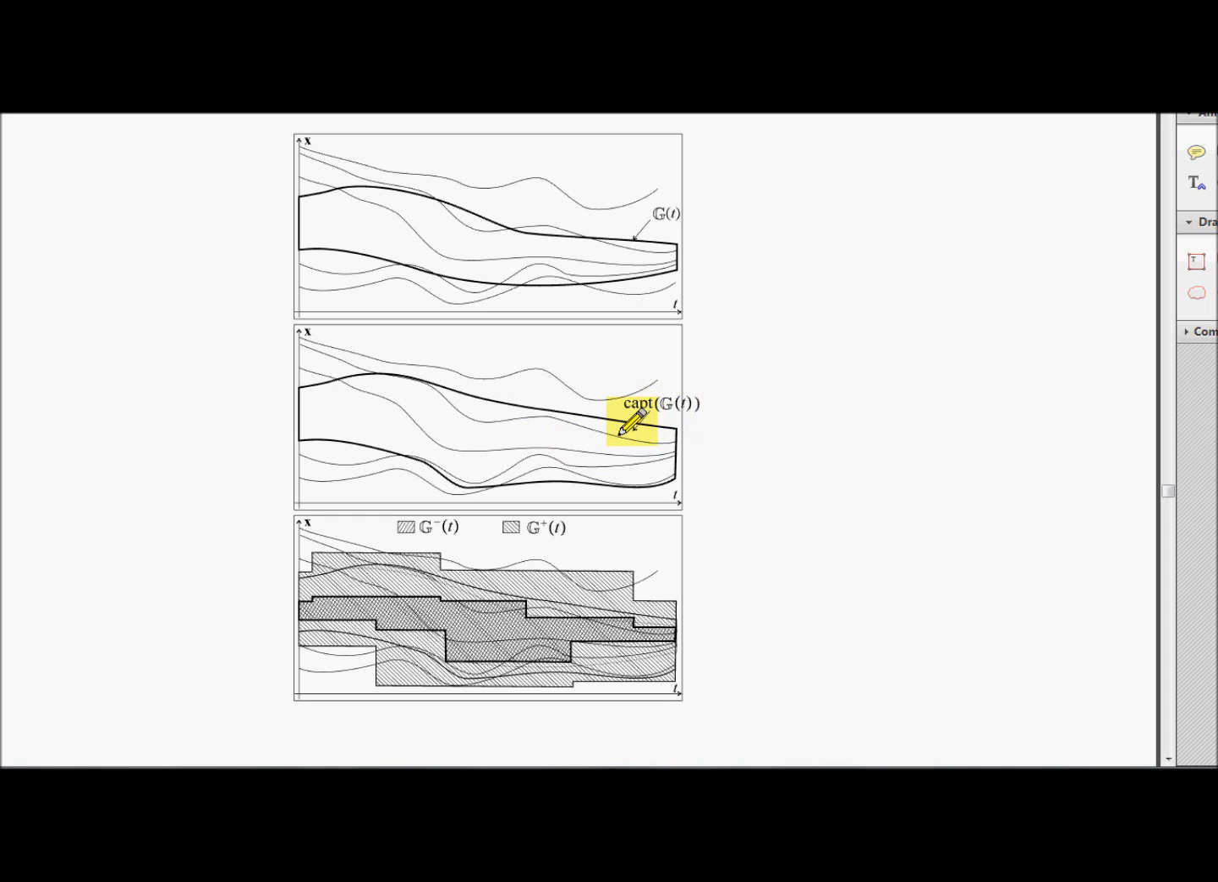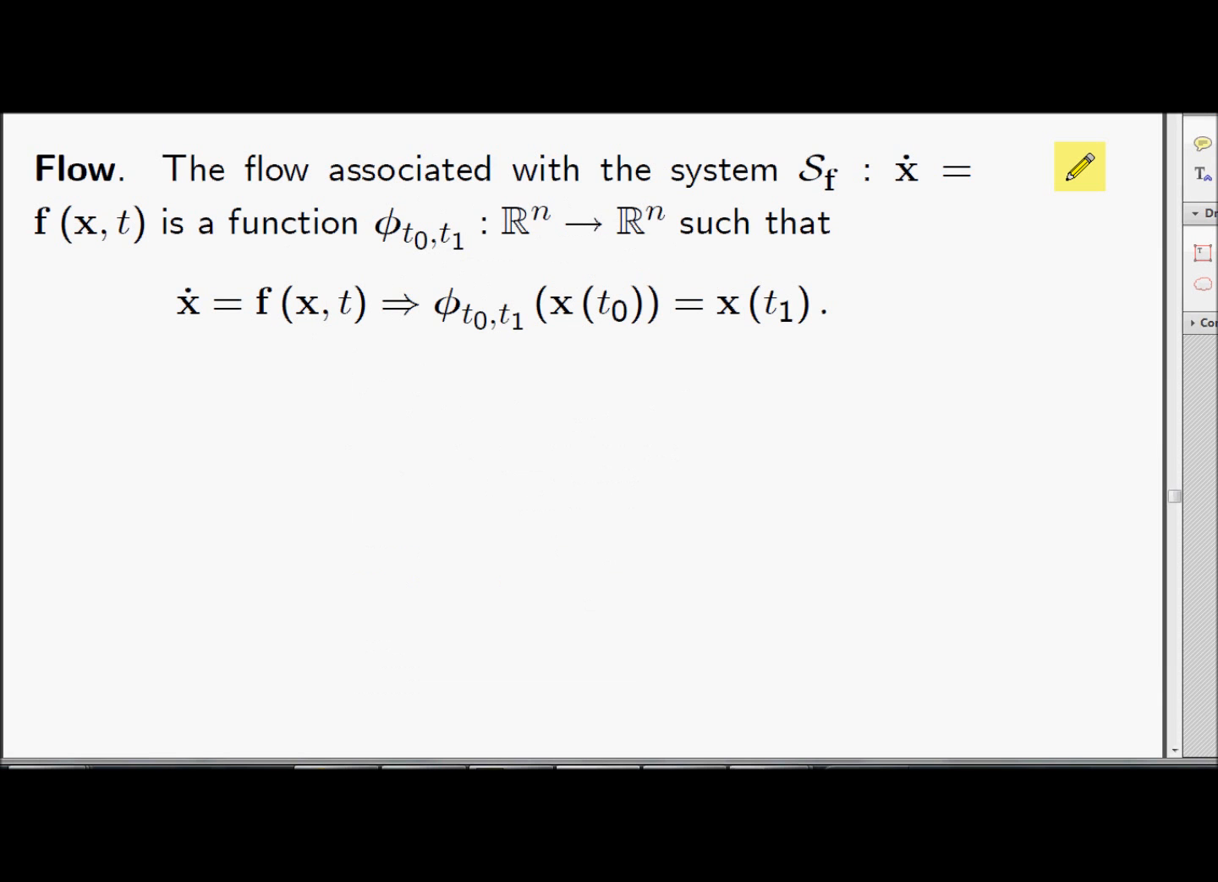So in fact, what I am able to compute inside the machine is an inner approximation represented here and an outer approximation. And this inner-outer approximation encloses the capture tube. More formally, to compute these capture tubes, I have to define the flow, which corresponds to the solution from T0 to T1 of my state equation.